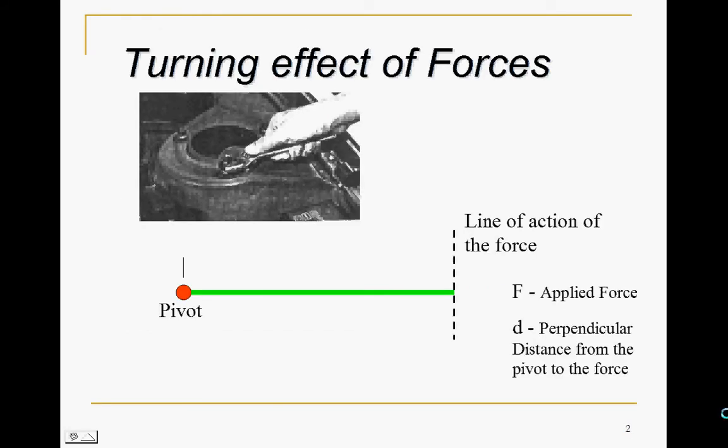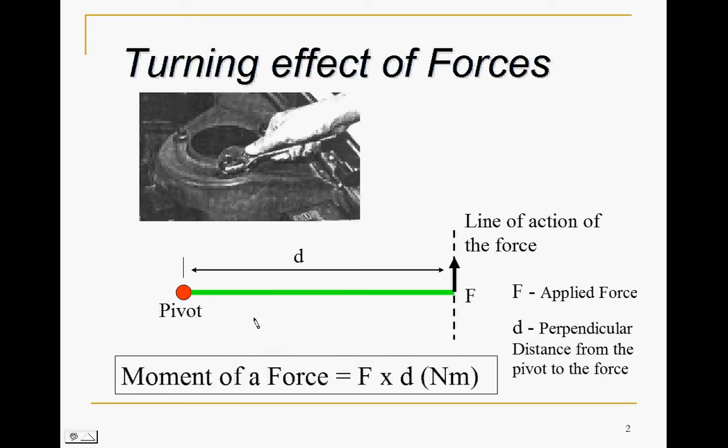Now let's take a look at the diagram here. We have the pivot, denoted by this orange circle, and then we have a green color horizontal rod attached to the pivot itself on one end. When a force is applied in the upward direction, the distance d forms the perpendicular distance from the pivot to the force. To calculate the turning effect of this force about the pivot, we use the formula of force multiplied by the perpendicular distance, and the SI unit is Newton meter.